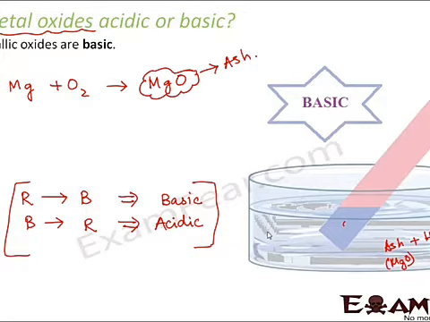and then you dip the litmus paper, and you will see that in this case also the red litmus will turn blue, which shows that the rust is also basic in nature. So we conclude that all metal oxides are basic in nature.